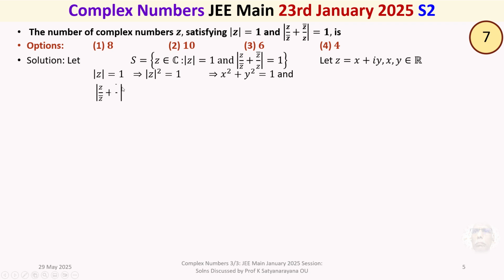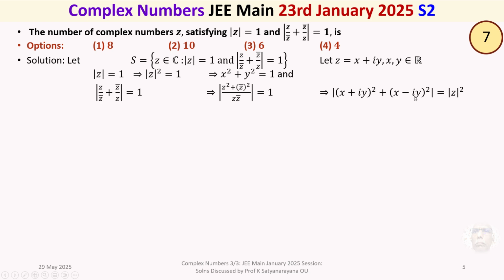And modulus of z by z bar plus z bar by z is equal to 1. Taking the LCM under the modulus, you will get modulus of z square plus z bar square by z bar z is equal to 1. Z bar z is mod z square. Mod z square is equal to 1. So, writing for z x plus iy, then z bar will be x minus iy. Then this will imply modulus of x plus iy whole square plus x minus iy whole square is equal to mod z square, that's equal to 1.